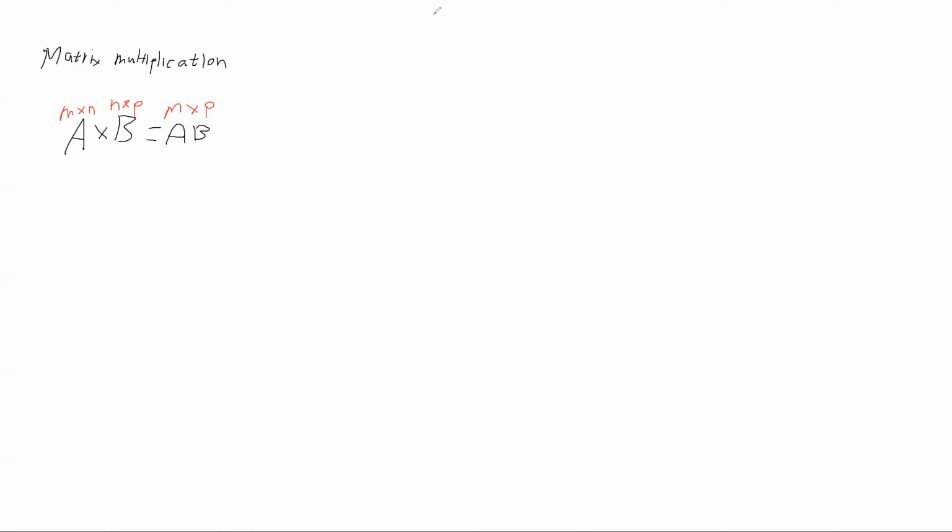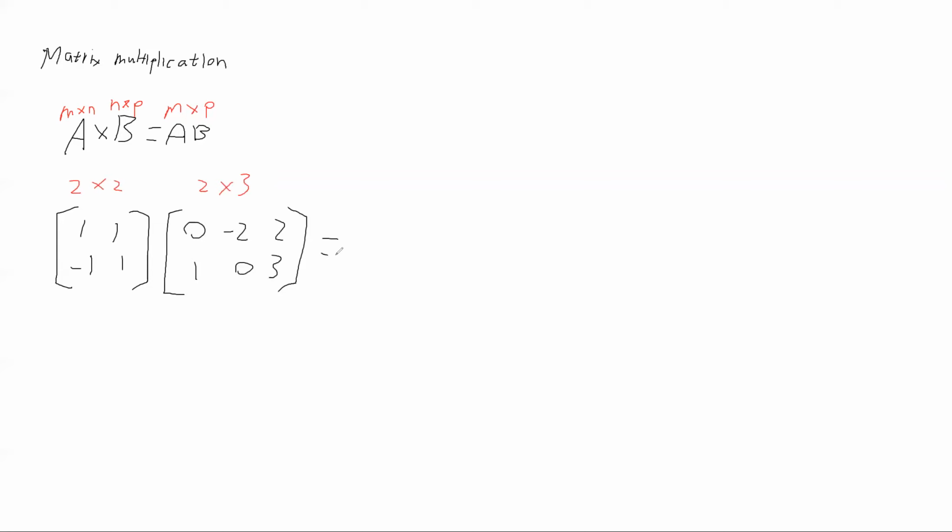So let's look at one simple example. Let's say I have a 2 by 2 matrix, 1, 1, negative 1, 1, multiplied by a 2 by 3 matrix: 0, negative 2, 2, 1, 0, 3. Let's go ahead and check the dimension first. This is 2 by 2, and this is 2 by 3. The columns of the first match the rows of the second, meaning we can keep going with our matrix multiplication.